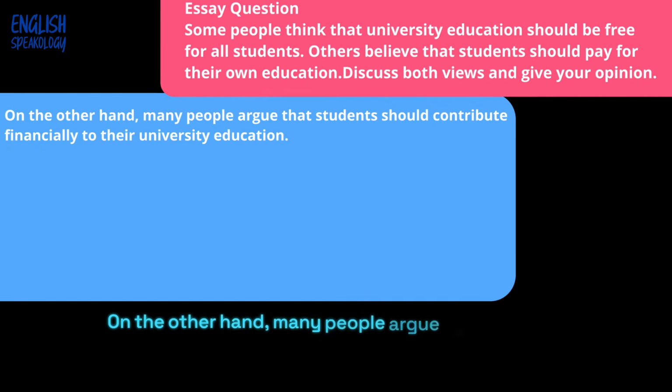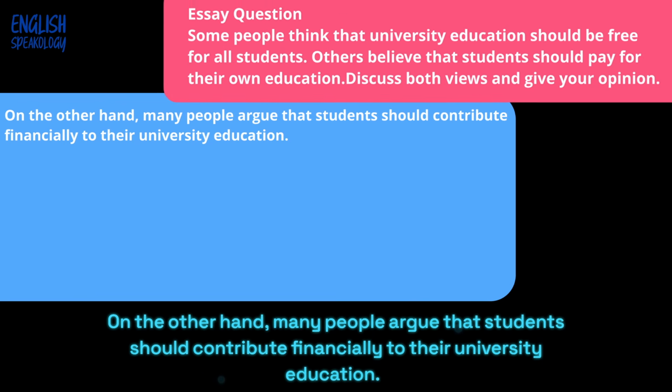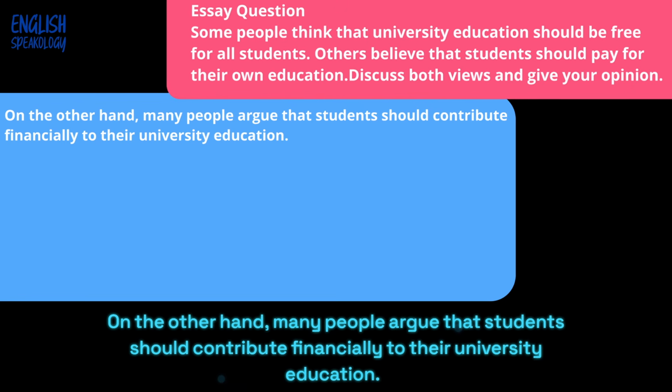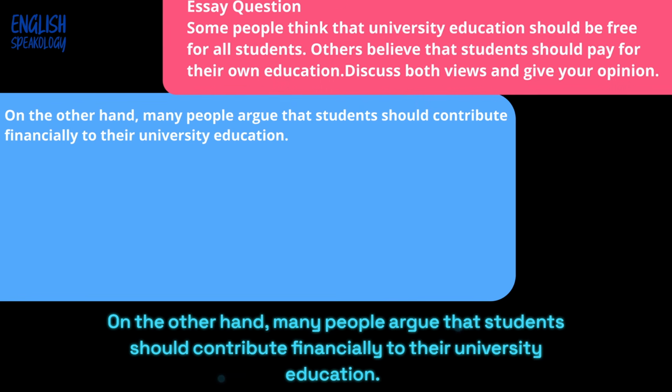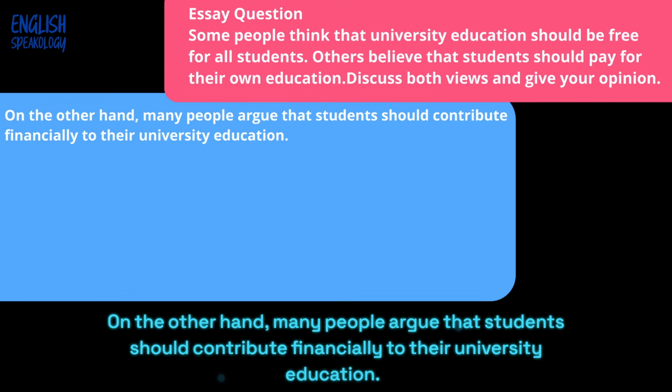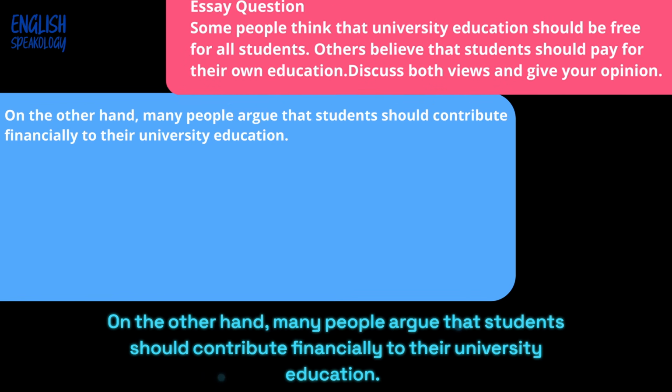On the other hand, many people argue that students should contribute financially to their university education. Now let's stop here and analyze this sentence carefully. The phrase, on the other hand, is very important. Why? Because it clearly signals that we are now discussing the opposite viewpoint. This creates logical organization in the essay.